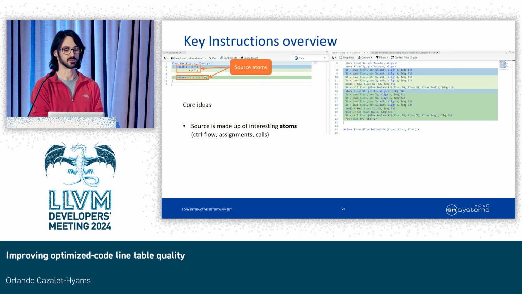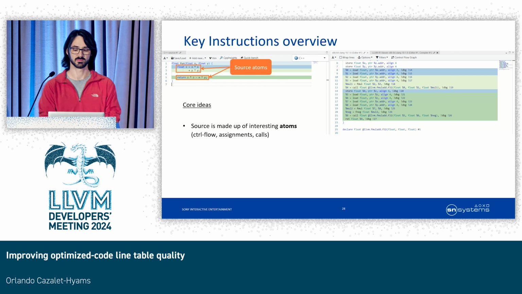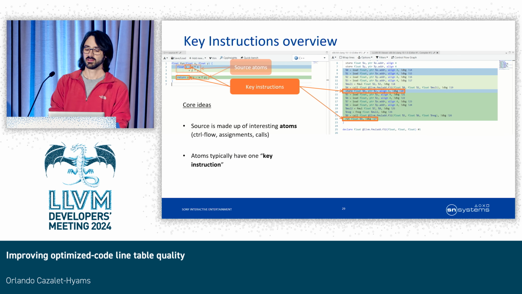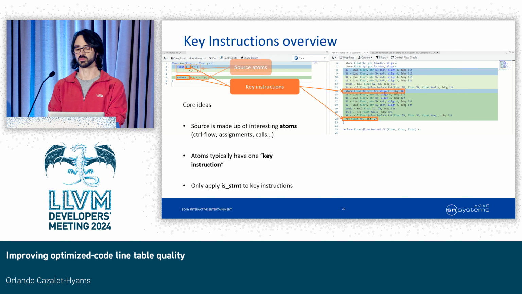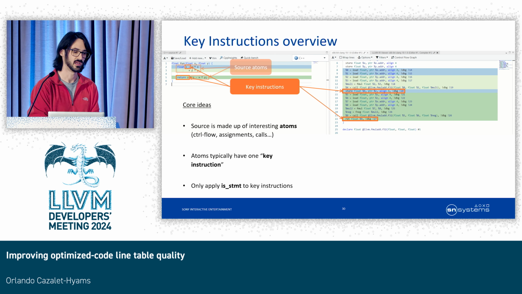The core of the idea is as follows. Source code is made up of interesting atoms, such as control flow, assignments, and calls, and other things. Atoms typically have one instruction that implements the functionality. That instruction causes or finalizes the operation from the perspective of someone debugging. So the observation is, why don't we just apply a statement to those key instructions? And then if we reorder non-key instructions, that doesn't degrade the debugging experience because only the key instructions will be stepped on.